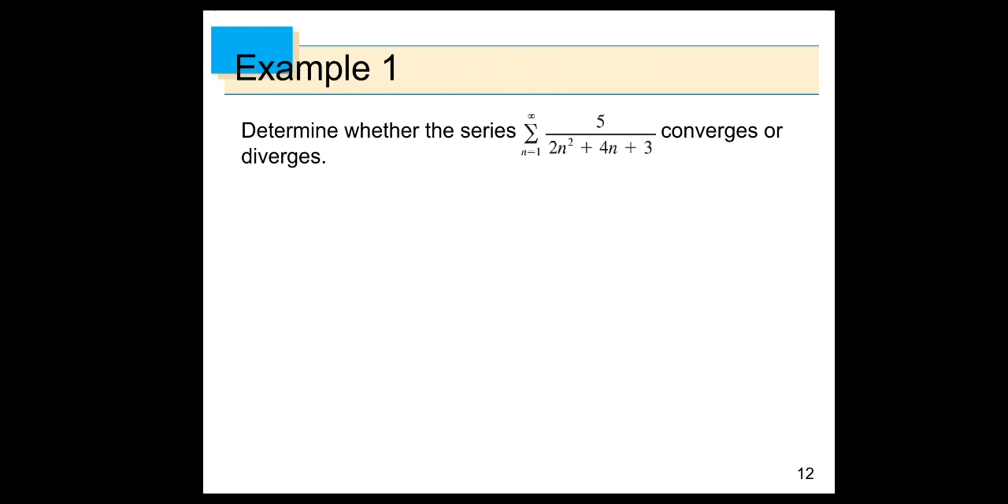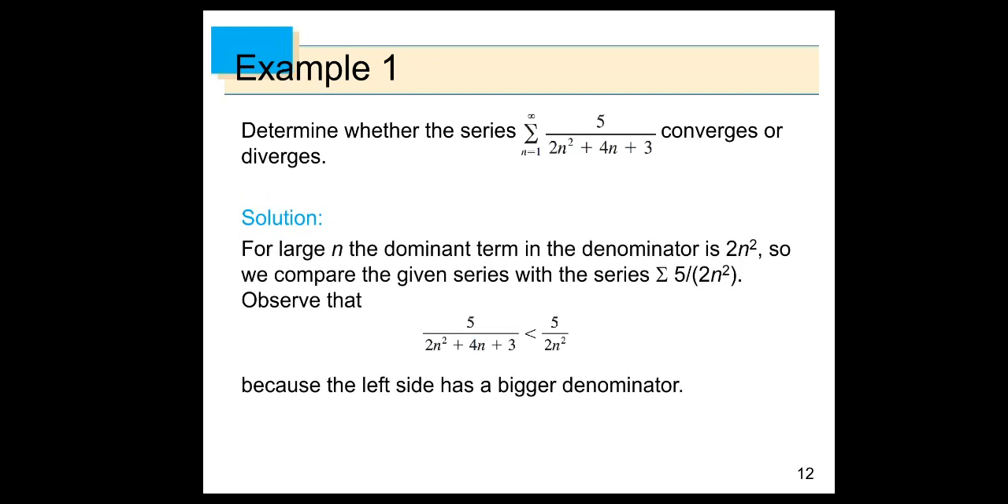So we have an example over here, and it says determine whether the series converges or diverges. So you have to find what happens to this particular series. Please give it a try and then we will see. Okay guys, so we have this series, the sum of 5 over 2n² + 4n + 3, where n is equal to 1 and goes towards infinity, right? For large n, the dominant term of the denominator is 2n².